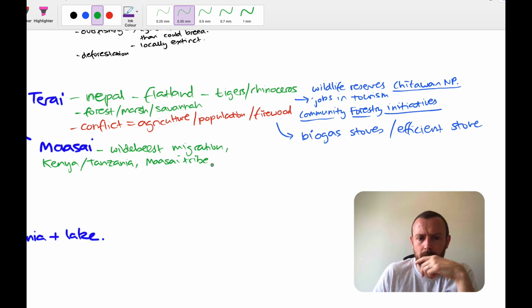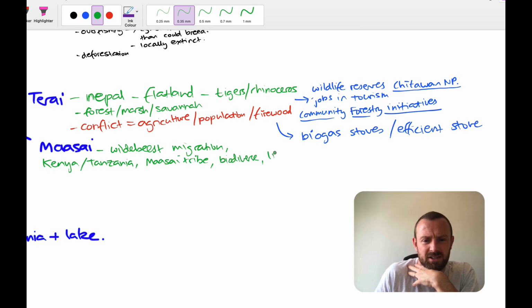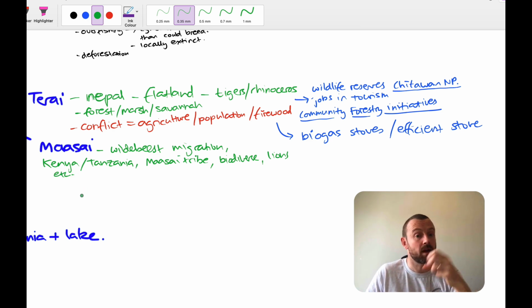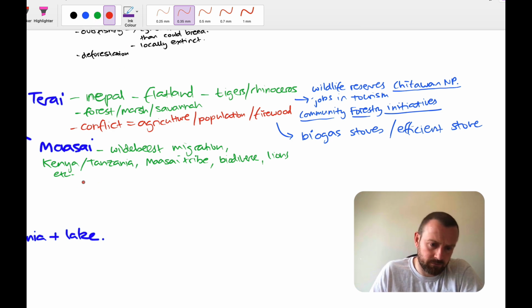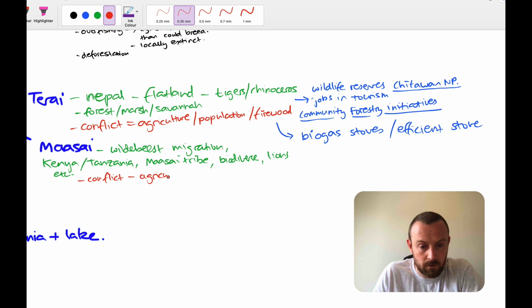And what else can we put? We can put biodiverse: lions, etc. Giraffes, all the big African mammals that you may expect to find, they're all there. Okay, the problem is, the conflict in red, is mainly to do with agriculture. And cattle grazing, really. And also wheat fields.